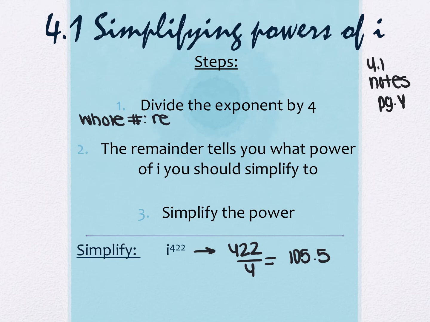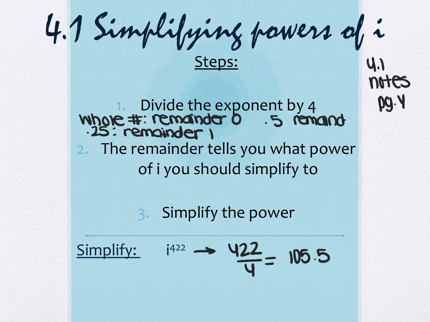Okay, so just as a little trick, if it's a whole number, our remainder is 0. If it ends in 0.25, the remainder is 1. That is 1/4 or 1 out of 4. So that's why your remainder is 1. 0.5, your remainder is 2. And 0.75, your remainder is 3.